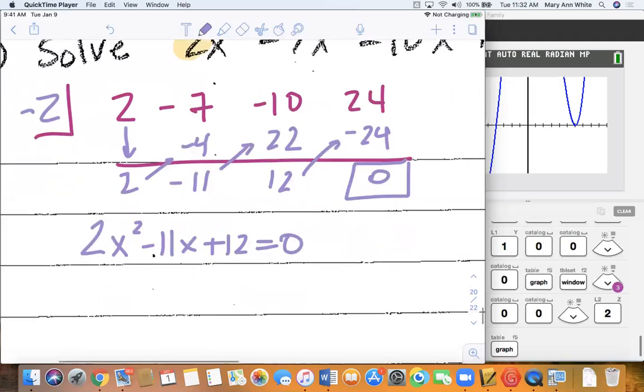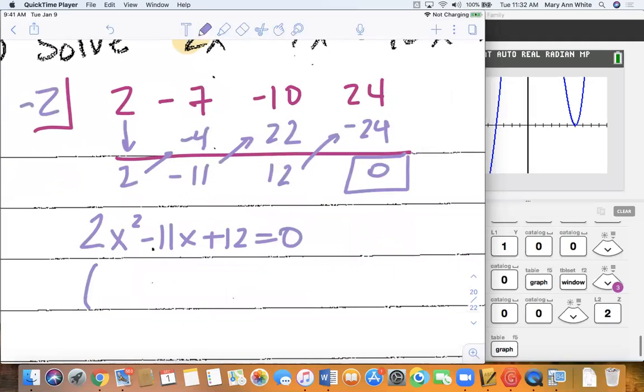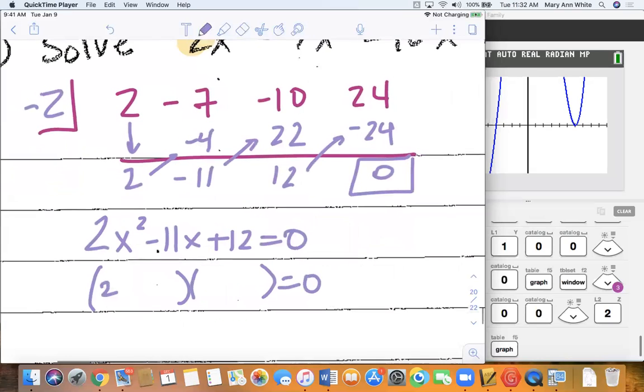This one I actually think factors nicely, so I'm going to factor. I like to factor better anyway, so if I can factor, I like to do that. 2x and x. Factors of 12 are 1 and 12, 2 and 6, 3 and 4. 3 and 4 work. Positive 12, so they're both negative. Negative 3 plus negative 8. Yep, that's negative 11.